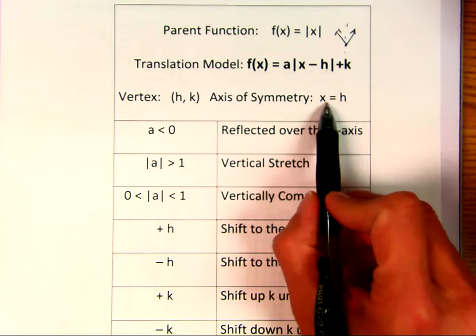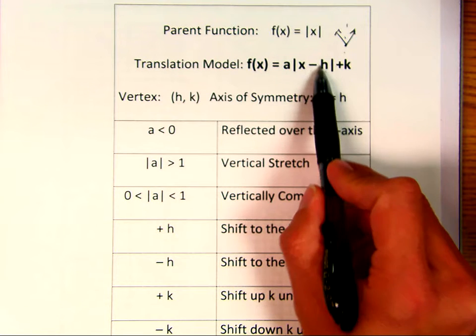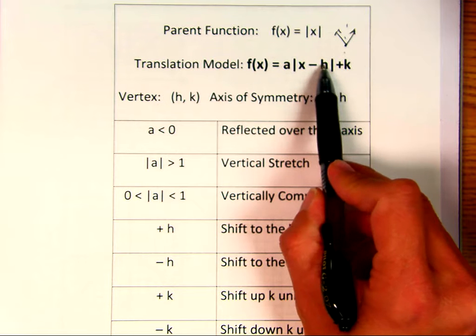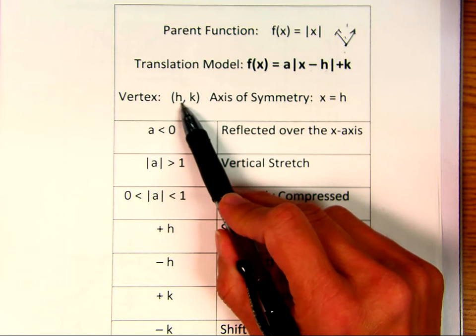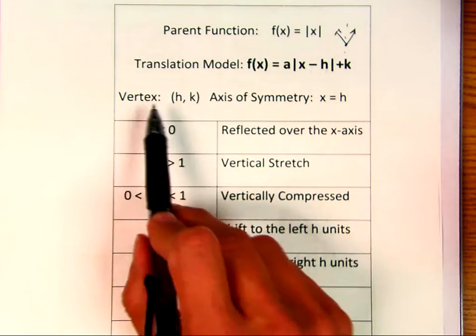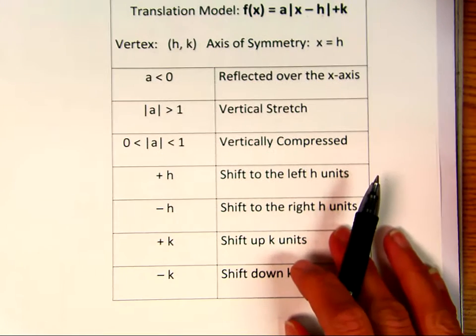Okay, notice that our axis of symmetry is x equals h. That means whatever is right here, ignore the minus sign. So whatever's right there, if it's a plus sign, then it's a minus sign. Or you can say that it's the same as the x-coordinate of your vertex. So this is super important. You definitely want to memorize that. So here's all the fun things that can happen.